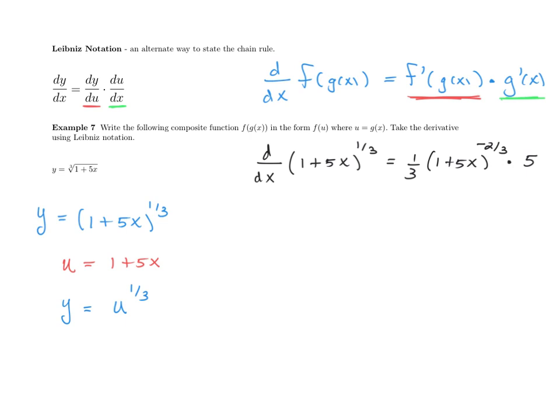Well, I guess first, what is the derivative of u with respect to x? So that's taking the derivative of this equation here. Well, if you take the derivative of u with respect to x, the answer is just 5. All right, 5. Also, we're going to take the derivative of y, but not with respect to x, but with respect to u, like this. That derivative is 1/3 u to the negative 2/3.